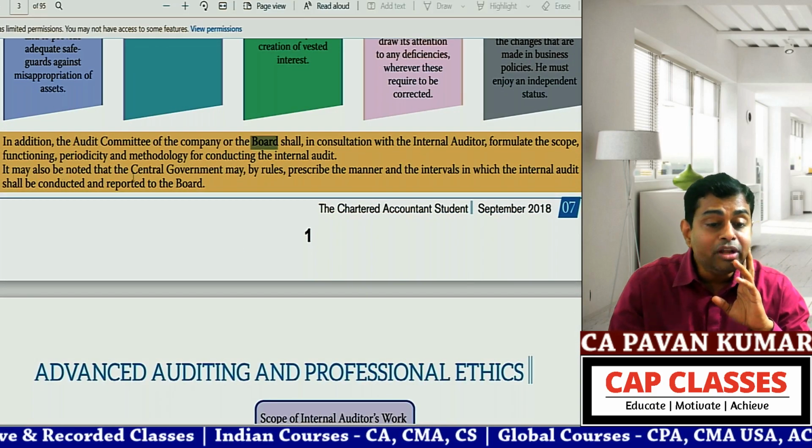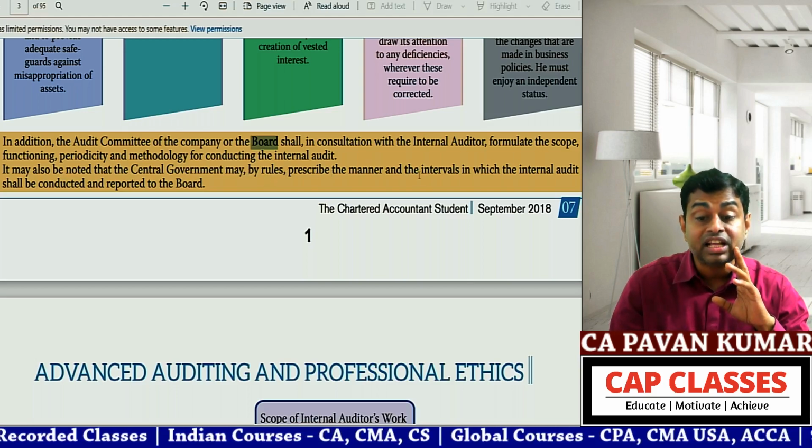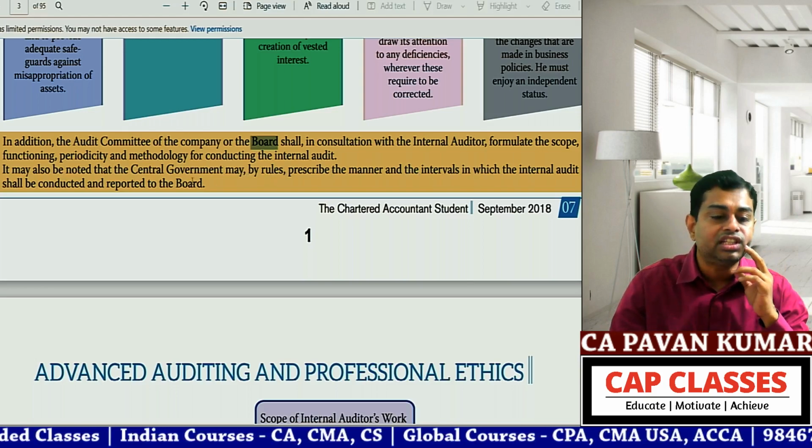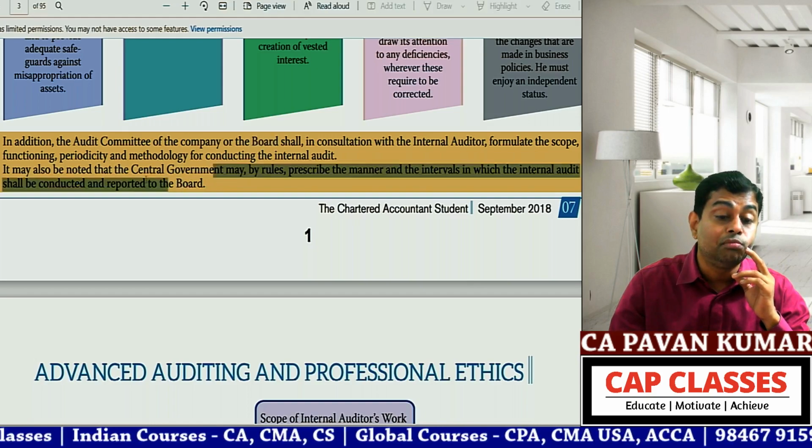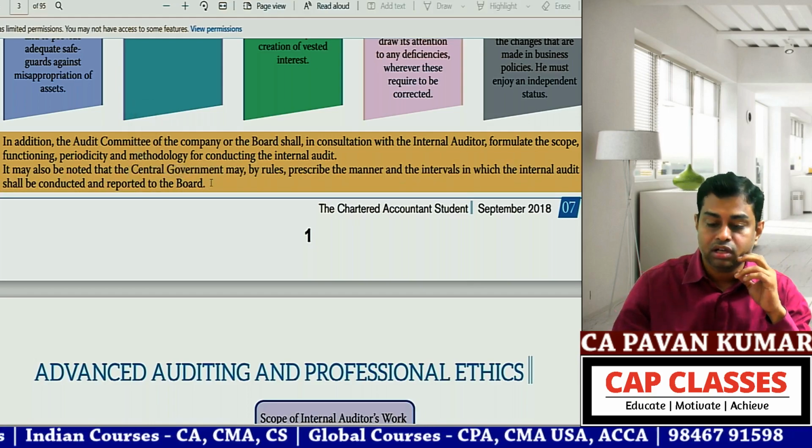So it may also be noted that the central government may by rules prescribe the manner and intervals in which the internal audit shall be conducted and reported to the board. Central government can make any rule. Congratulations. That's all.